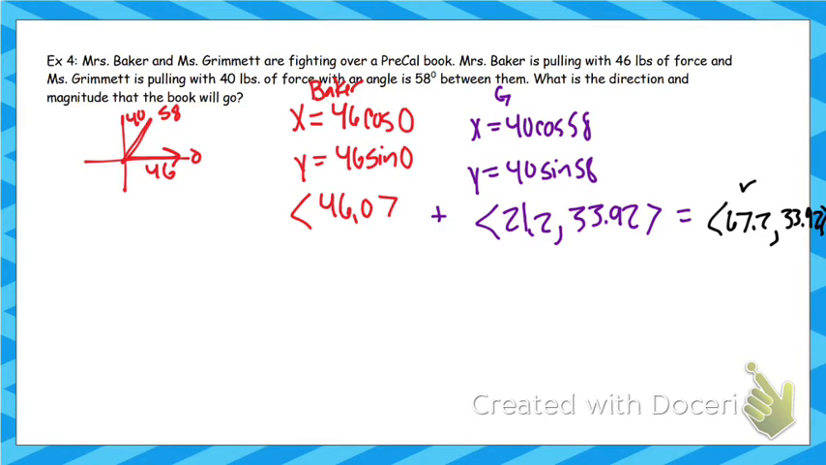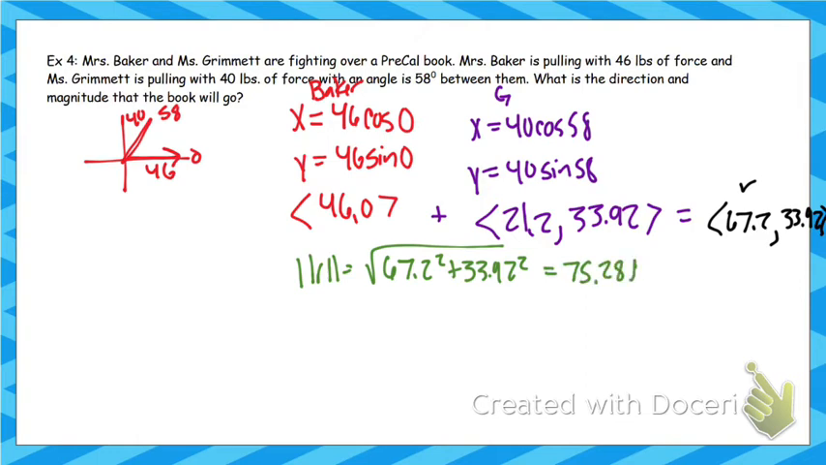So again, to actually answer our question, we need magnitude and direction. So let's find our magnitude. Pythagorean theorem, 67.2 squared plus 33.92 squared. And that is going to give me, plug that into a calculator, 75.28, and then N is newtons. So newtons of force, or pounds of force. I don't know why I put newtons. That one's just force.